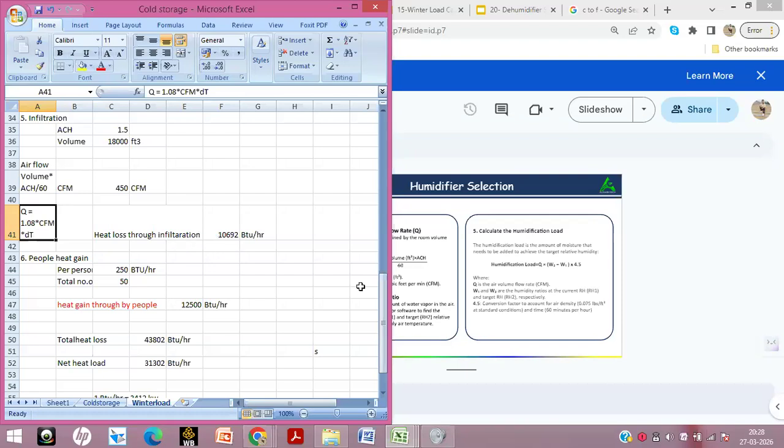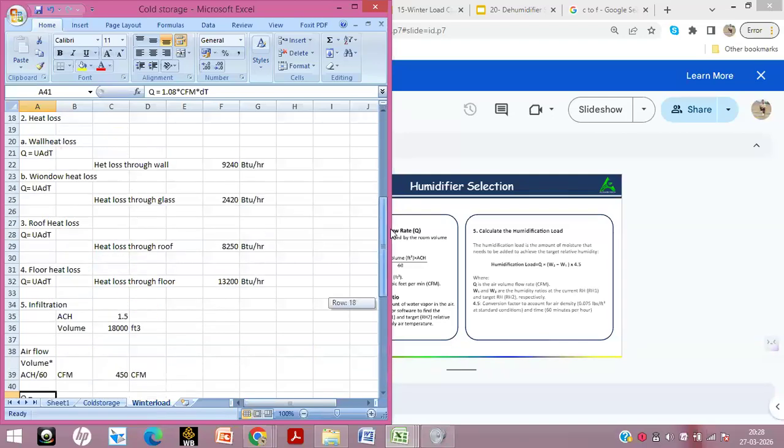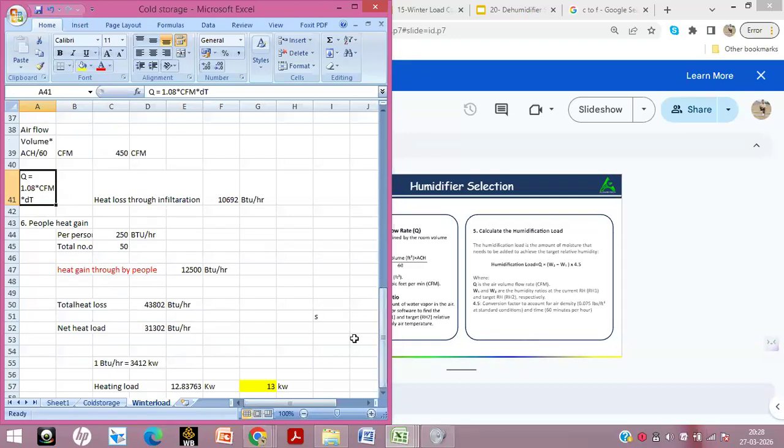I think there should be lighting load also. Yes, exactly. So we need to add this point also, correct? Okay, let's consider. It's a good point, we need to add that also. Let's consider.